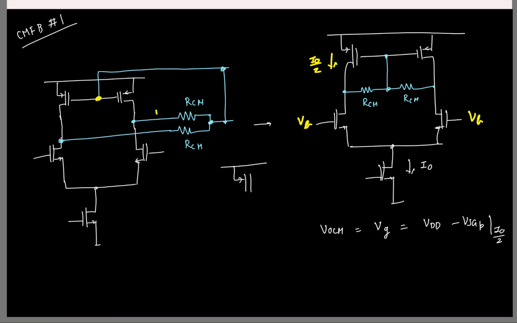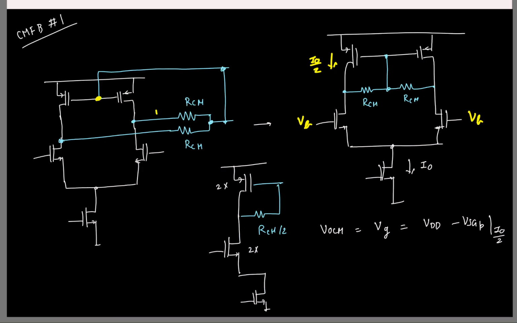So if I draw the common mode half circuit, I'll have the PMOS, which is size 2x here. What will happen to the resistor? They both will come in parallel. So I'll have RCM by 2. Then RCM by 2. So then I'll have the NMOS, which is also size 2x, and the current source.